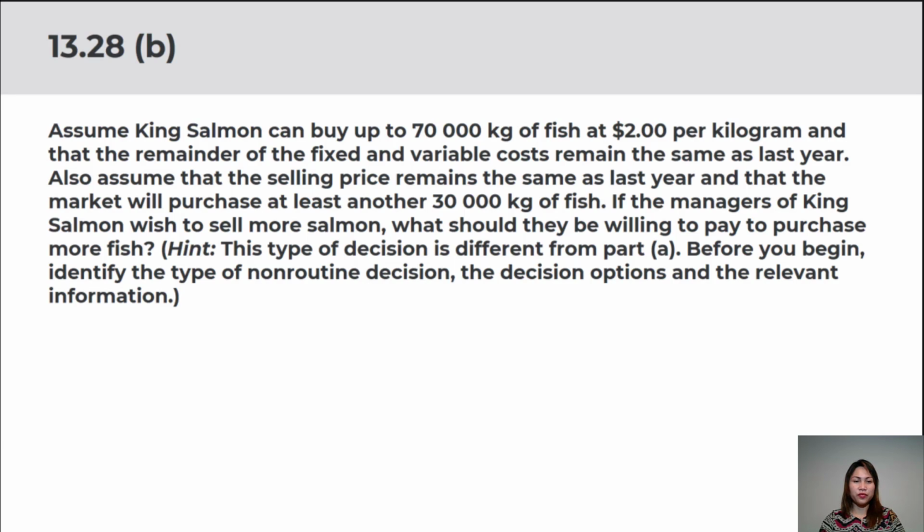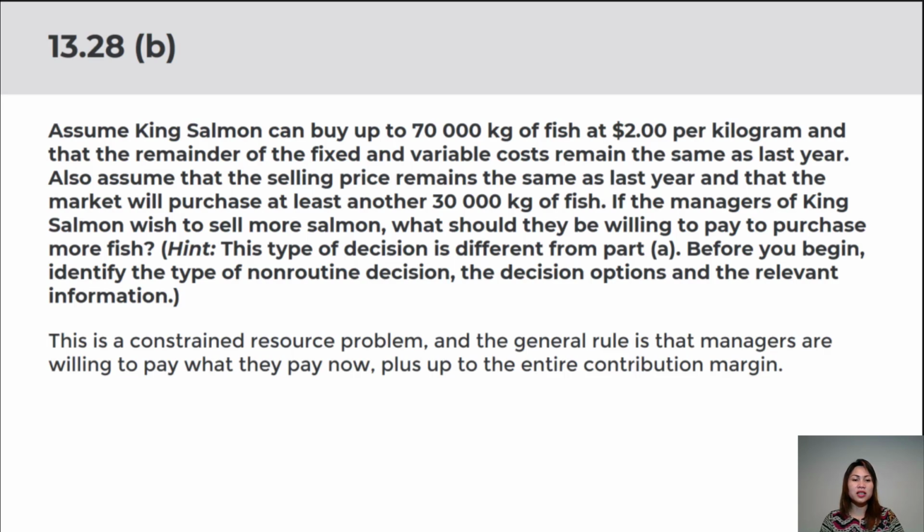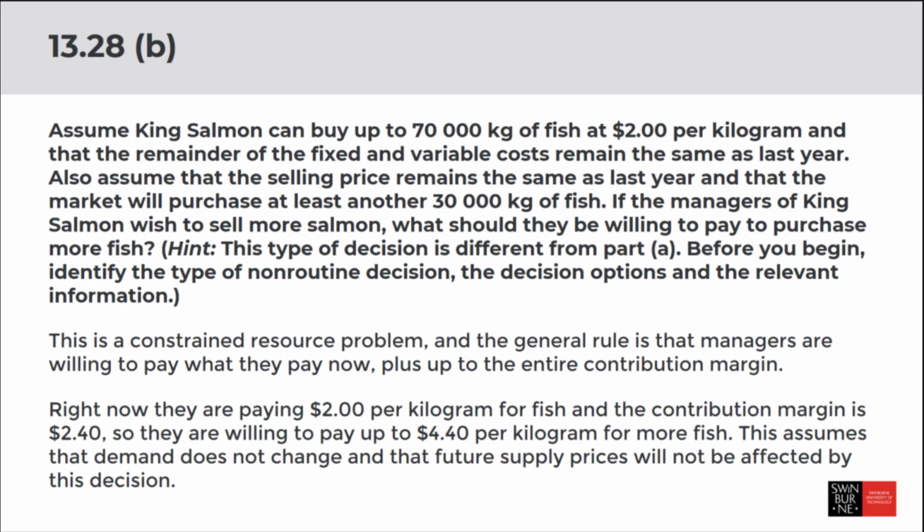scenario is different from part A because this is a constrained resource problem, and the general rule is that managers are willing to pay what they pay now plus up to the entire contribution margin. Right now they are paying $2 per kilogram of fish, and the contribution margin is 2.4. So they are willing to pay up to 4.4 per kilogram for more fish. This assumes that the demand does not change and that future supply prices will not be affected by this decision.